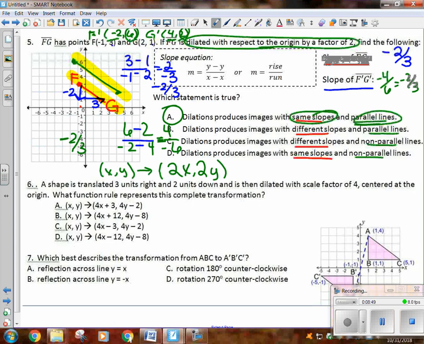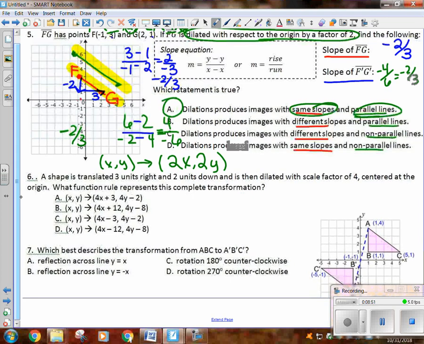Number 6: a shape is dilated, or excuse me, translated 3 units right and 2 units down. If you translate, you're only going to slide. If I remember my function rules, going right is in the x direction, so that's +3. Down is in the y direction, so I subtract 2. So that's actually what I have: my x's +3 and my y's -2.